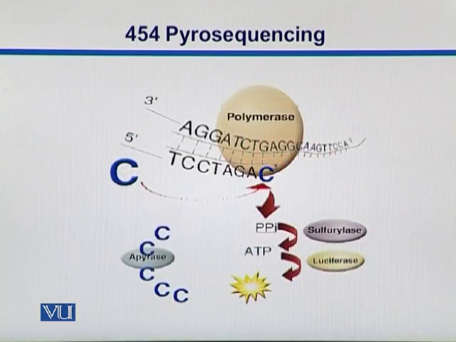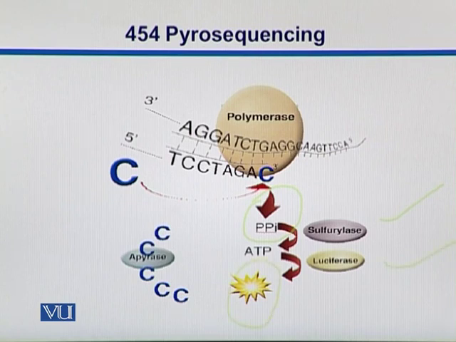So here we see there is DNA polymerase, so it is incorporating the bases. For instance, a base cytosine is coming, so it's been incorporated, and then there is the release of pyrophosphate molecule. Then this pyrophosphate molecule, in the presence of the enzyme sulfurylase, reacts with adenosine phosphosulfate and converts that into ATP. That ATP then reacts with luciferase and gives a light signal.